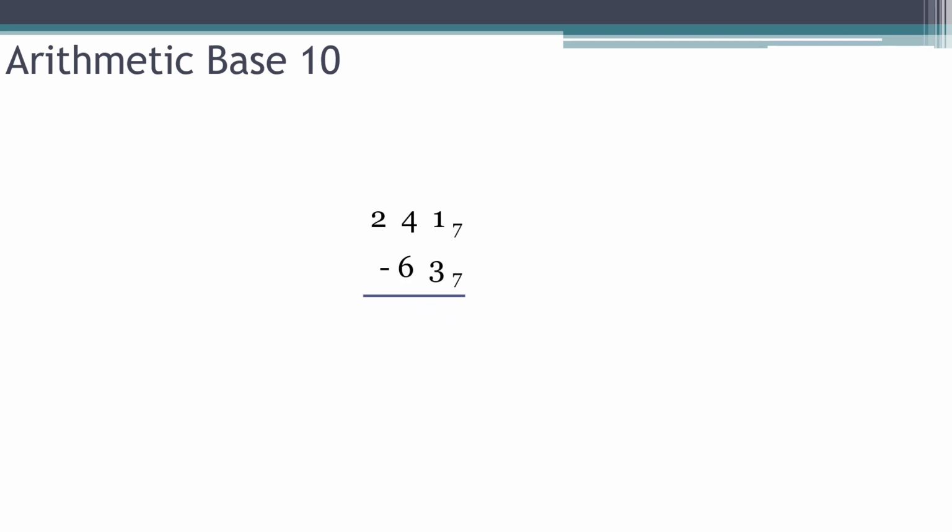All right, so now take a look at this one. Try doing this one yourself. Pause the presentation to see if you can work this out, then start it up, and we'll go through how I would solve it.